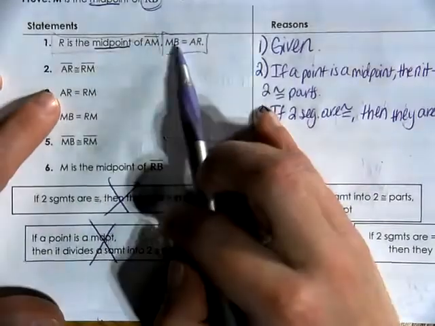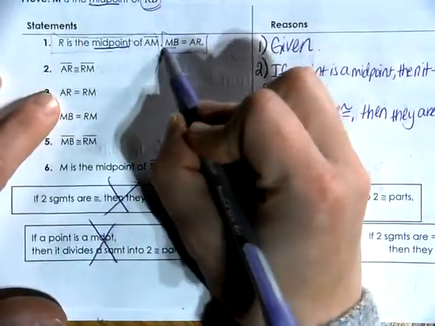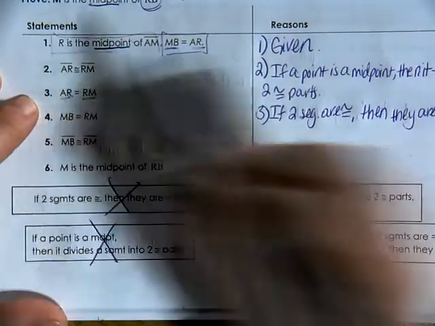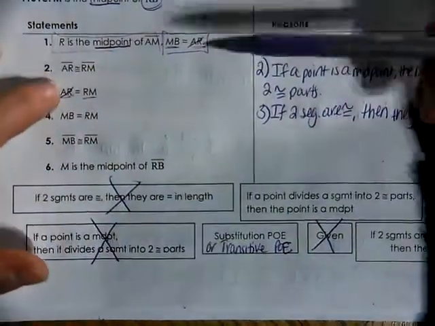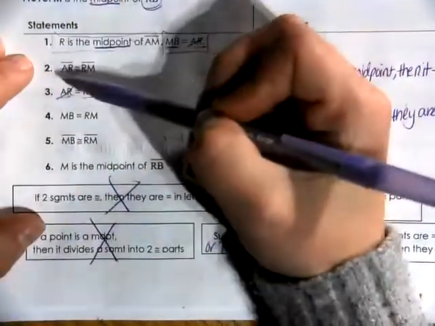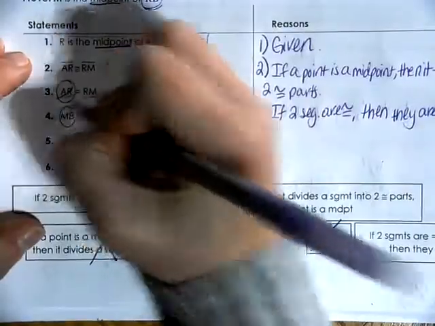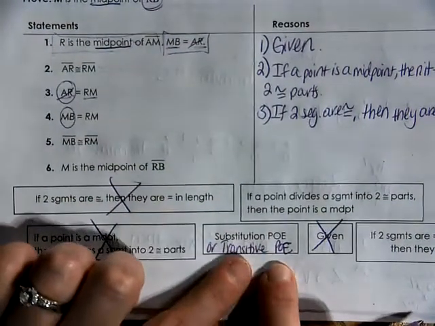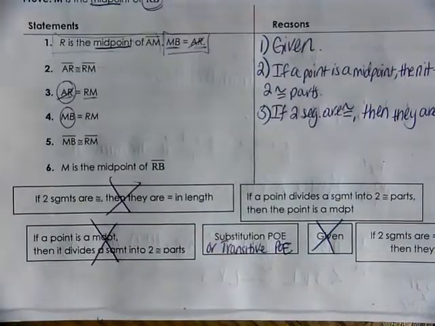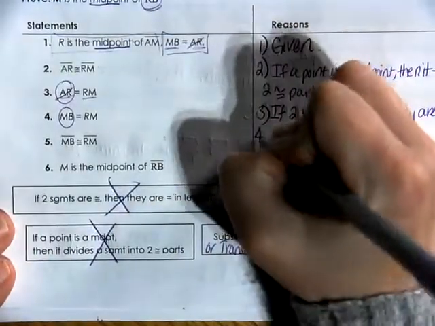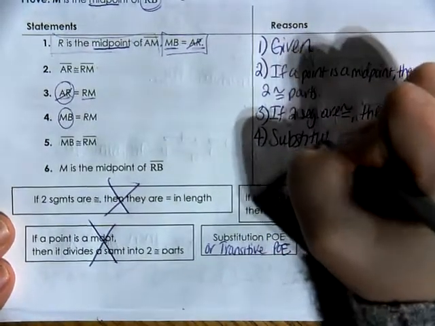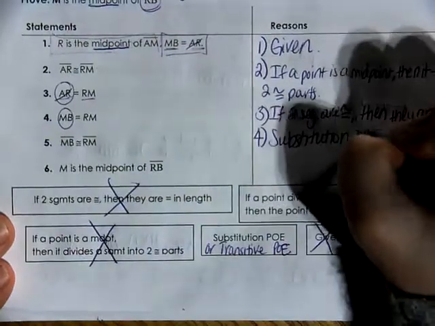But what we have here is a replacement. We have MB is equal to AR, and AR is equal to RM. So you always take away the connector piece. So what happened is we replaced AR with MB. So sometimes the substitution property of equality and the transitive property of equality can be kind of mixed. It depends on the type of problem, but we're going to say the substitution property of equality.